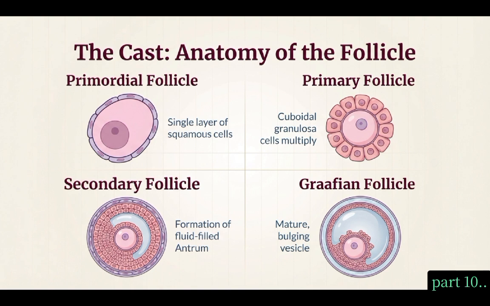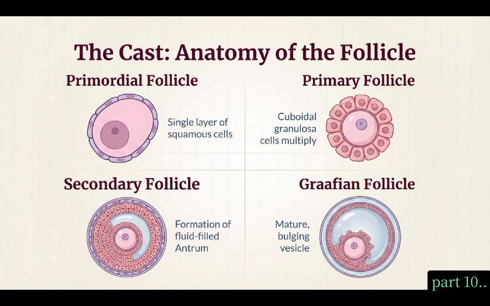Remember, all of them have primary oocytes. The difference between the primordial follicle, primary follicle, secondary follicle, and the Graafian follicle is that there are always constant changes in the follicle, but in all, there is always the presence of what? Primary oocytes. Don't forget that. And from there, we now move on to the secondary follicle.